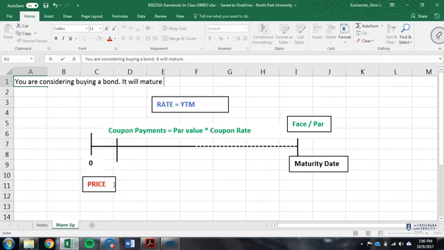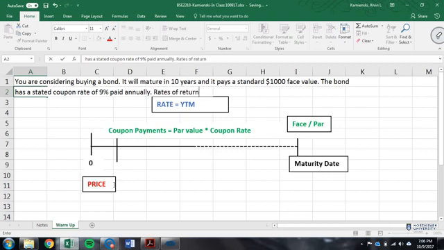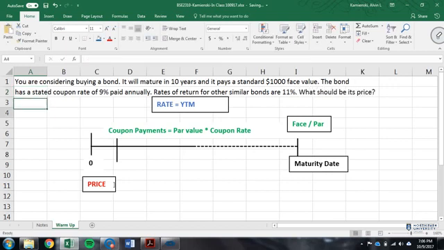It will mature in 10 years, and it pays a standard $1,000 face value. The bond has a stated coupon rate of 9% paid annually. Rates of return for other similar bonds are 11%. What should be its price? So a fairly standard bond type layout.